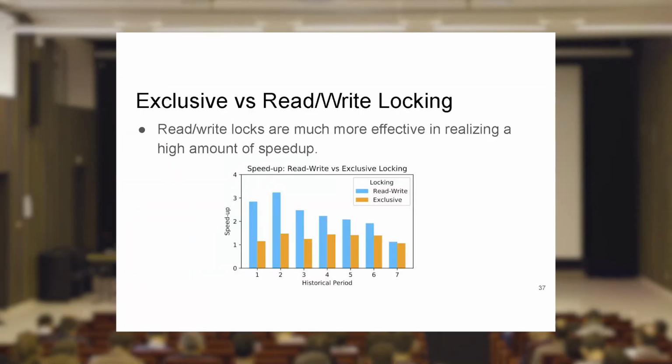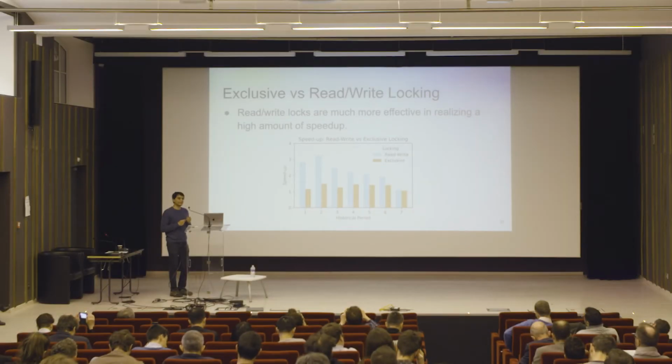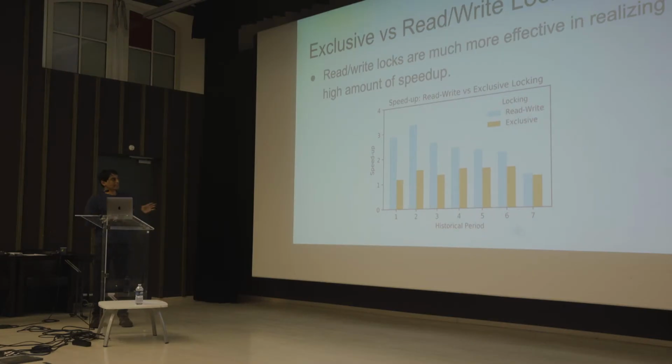Another thing that we looked at in our alternative experiments is exclusive versus read-write locking for the load and store instructions. So this actually has quite an impact. If we replace the read-write locking that I described before with exclusive locking, then you see a significant reduction in speedup. So this suggests that if you're going to be implementing something like this, then you should definitely be using read-write locks.